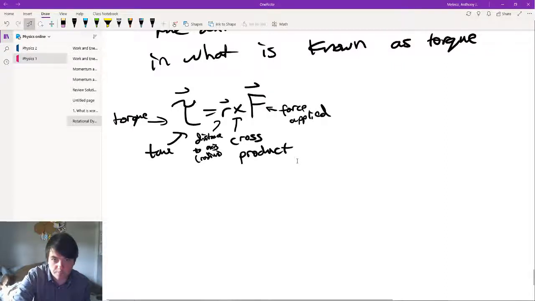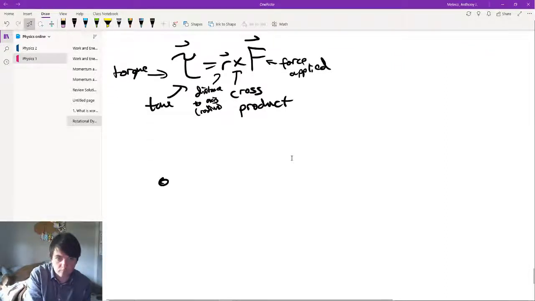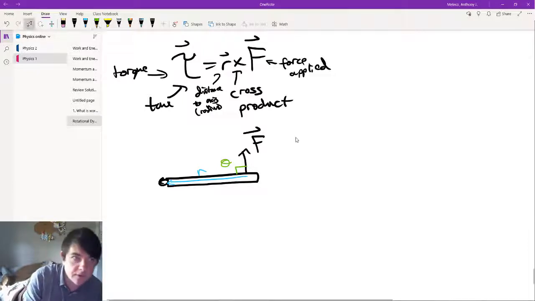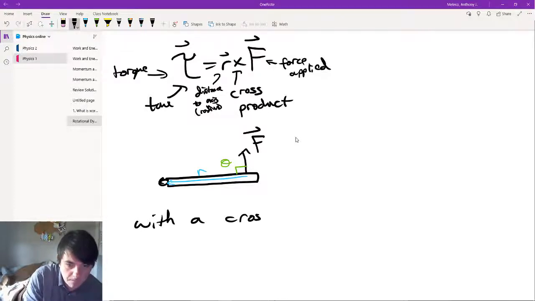So let's look at this real quick. F, R. This is our angle between them, theta. Okay. And the torque that results is actually perpendicular to both of these. So with a cross product, well, let me discuss what a cross product is first.